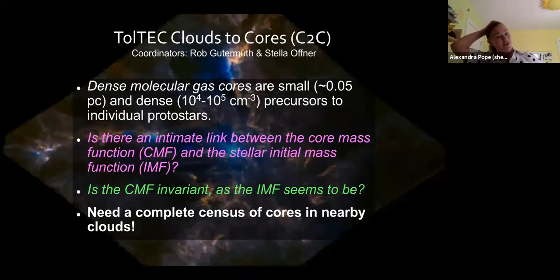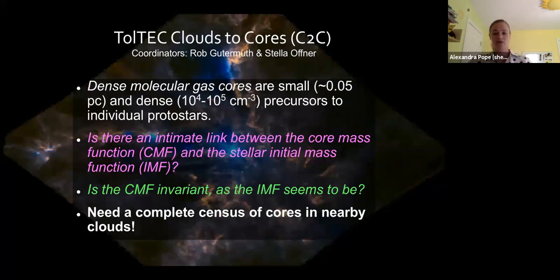So moving a little closer to home, we've got 2 galactic legacy surveys. The first one is the clouds to core survey. This survey is really about understanding star formation when you go from the molecular clouds to these dense cores that are going to form stars. In particular, they want to look at the link between the core mass function and the initial stellar mass function and look for variability in that.